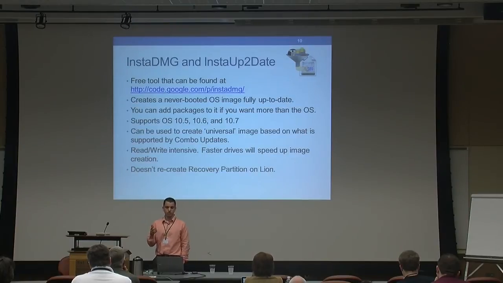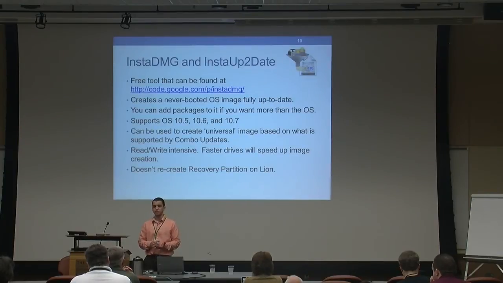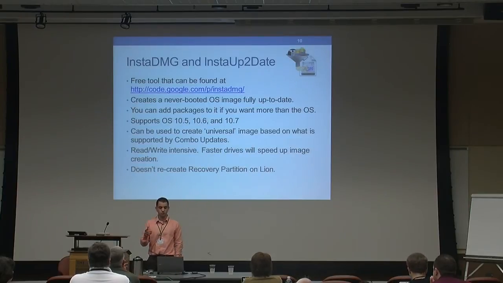And it supports up to now Leopard, Snow Leopard, and Lion. And I mentioned earlier, you can create universal images based on the combo updates that are available. So when 10.7.0 came out, there were about 3 or 4 different builds. There was one from the Mac App Store, which you could use to update any machine running Snow Leopard, and that would apply to a lot of hardware. Then there were specific ones for the MacBook Air and the Mac Mini at the time, and a separate one for the USB installer. Well, you couldn't keep one image. You would have to maintain at least 3 images if you use this tool.